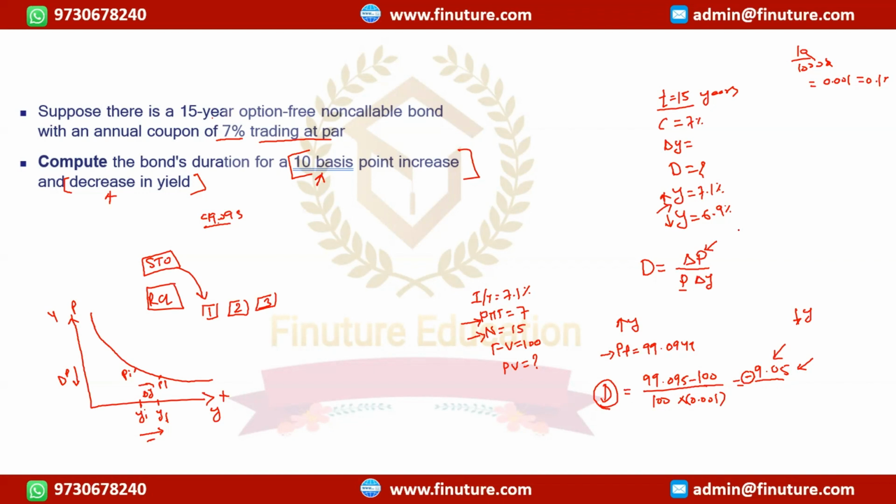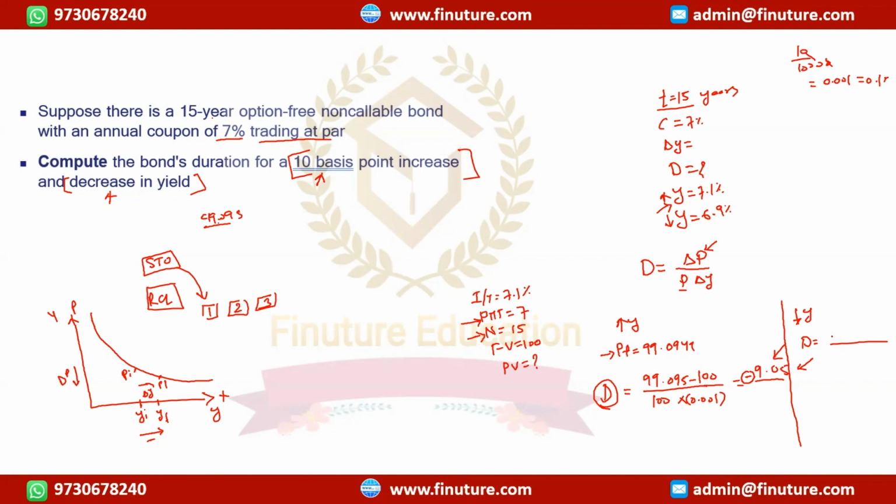How much is the price? It's 100.916. So it makes sense because now the rate went down, the price went up. In a similar way, how we argued for an increase in yield, you can argue for a decrease in yield. You will see your y coordinate will go up when your x coordinate is decreasing.